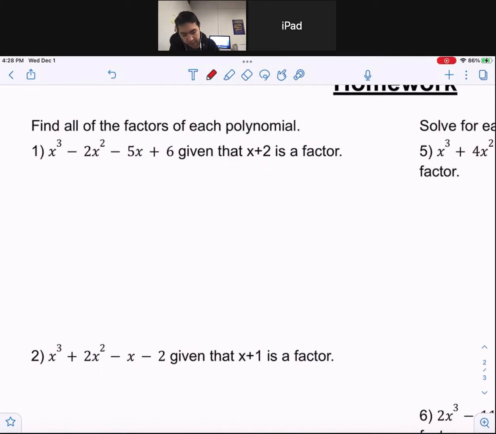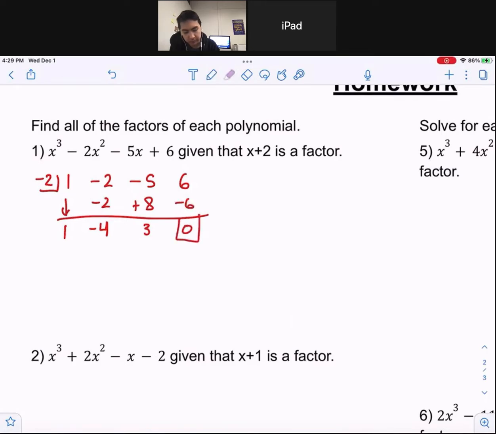So the opposite of 2, you guys, is -2, and we're going to write down our coefficients. So -2 goes into 1. -2 times 1 is -2. -2 plus -2 is -4. -2 times -4 is +8. And -5 plus 8 is 3. And -2 times 3 is -6, and 6 minus 6 is 0. So that's good because we get a remainder of 0, which means x plus 2 is a factor, which it clearly stated.